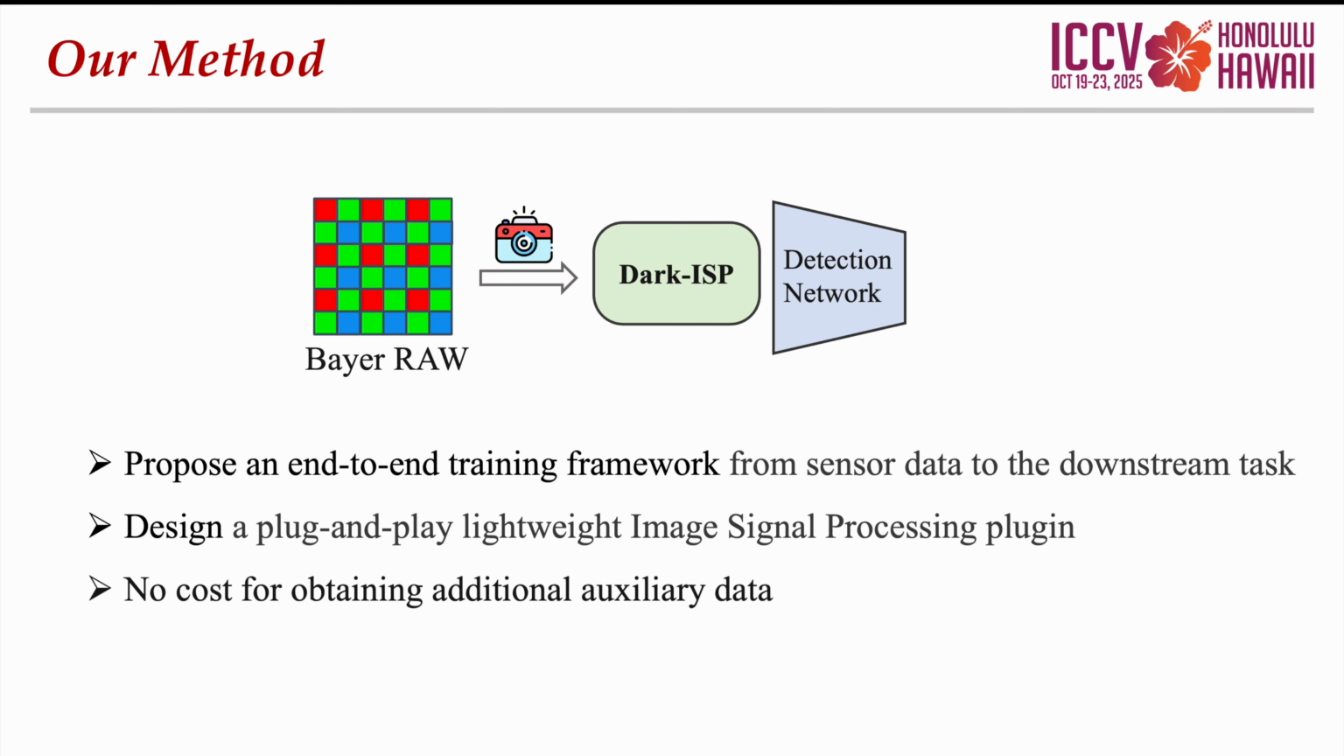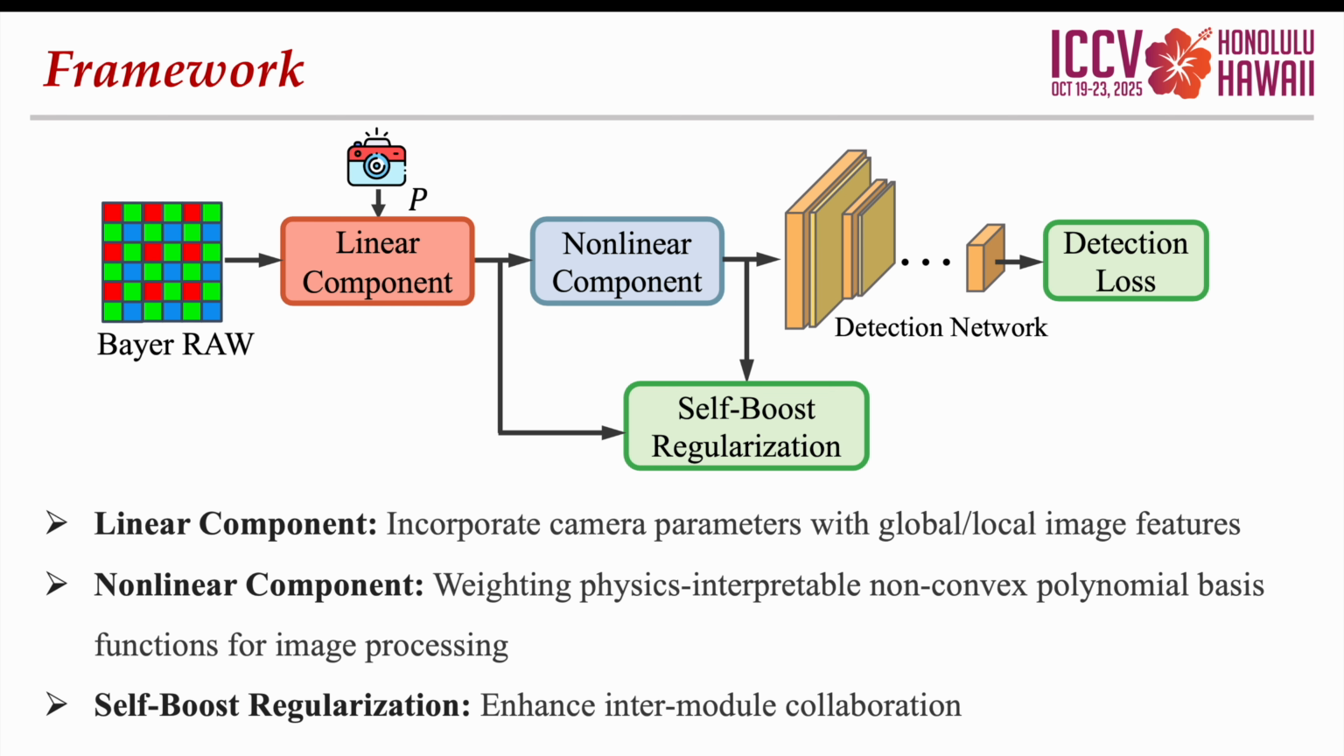To make up for the deficiencies of these RAW methods, we design a plug-and-play, lightweight image signal processing plugin named Dark-ISP and integrate it into an end-to-end training framework from sensor data to the downstream task. This framework does not require any additional auxiliary data to assist the training process. The framework of Dark-ISP consists of three modules: linear component, nonlinear component, and self-post regularization. Next, I will show them in detail.